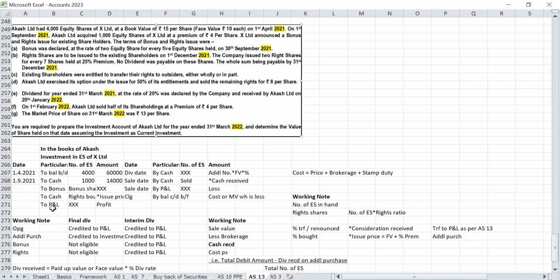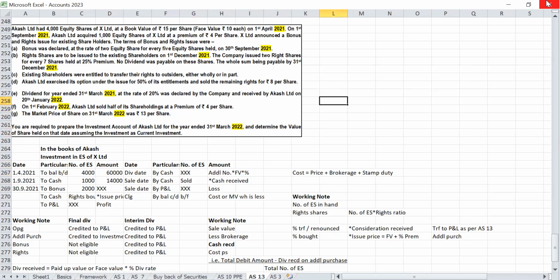Yes, sir. X Limited announced the bonus and rights issues for existing shareholders. The terms of bonus and rights issues were declared at the rate of 2 equity shares for every 5 equity shares held on 30th September. Totally 5,000 shares, 2 for every 5. I'll calculate, sir. 2,000 for every 5 shares.